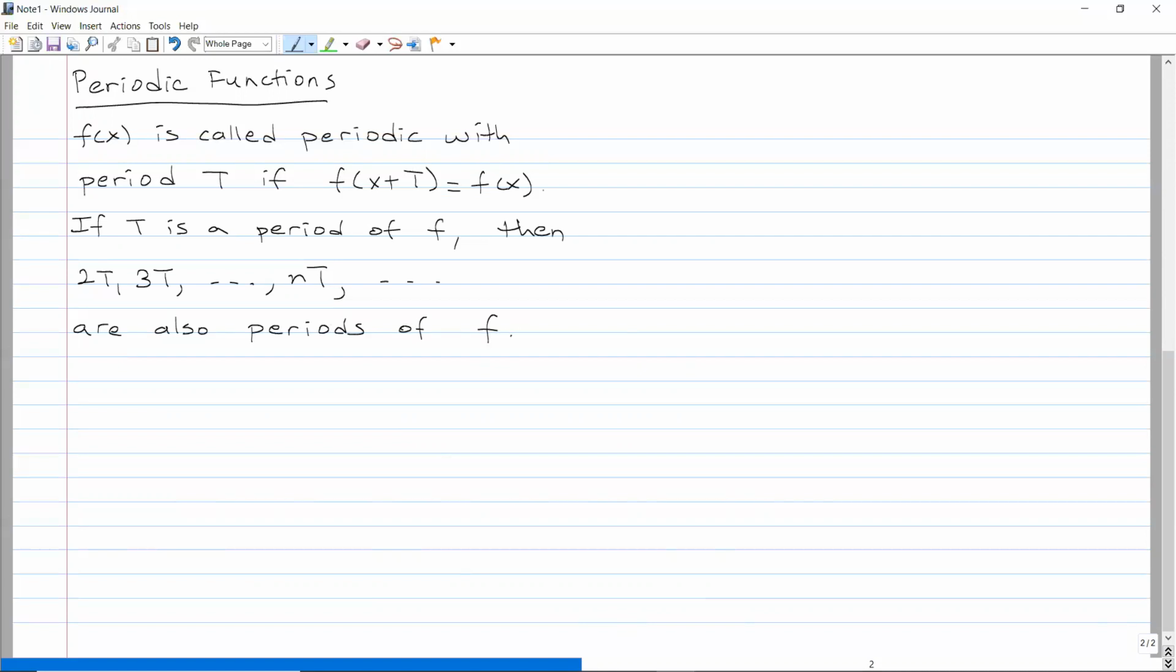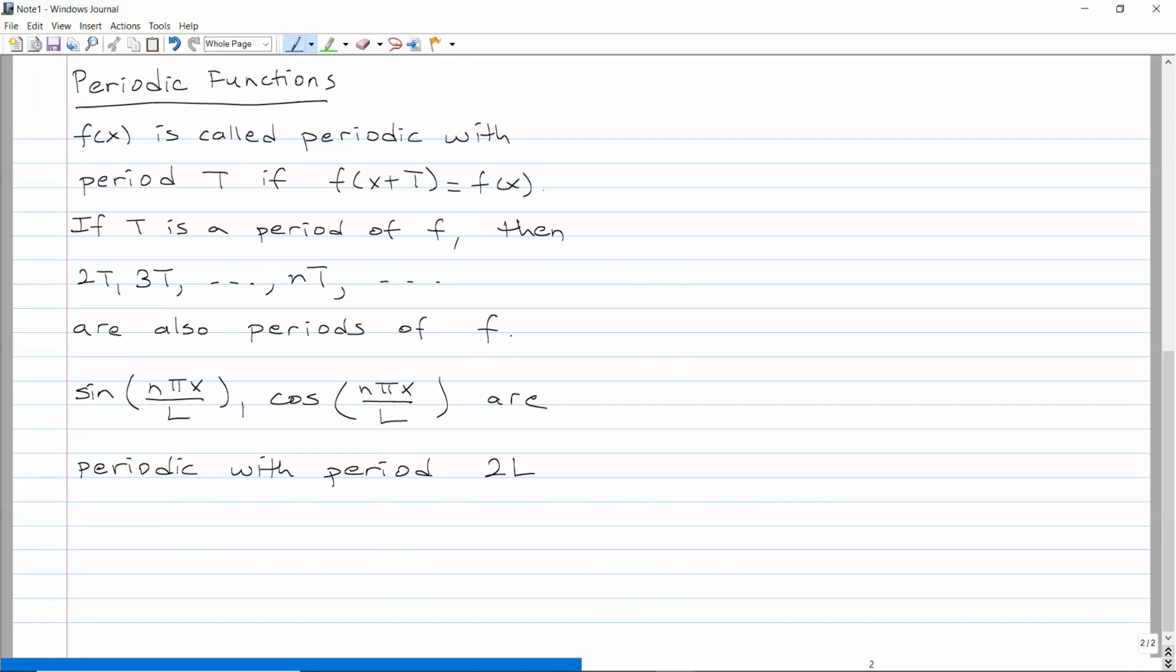Consider sine and cosine. They have period 2 pi, but 4 pi, 6 pi, 8 pi are also periods. For sine and cosine functions, especially like the sine function in our series, sine n pi x over L or cosine n pi x over L are periodic with period, not 2 pi, because pi is already in the argument. Because of this L in the denominator, we get the period 2L.